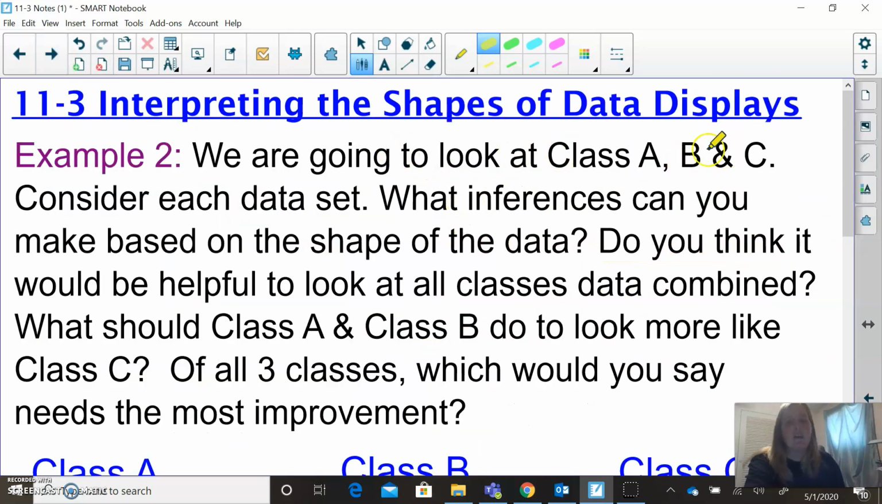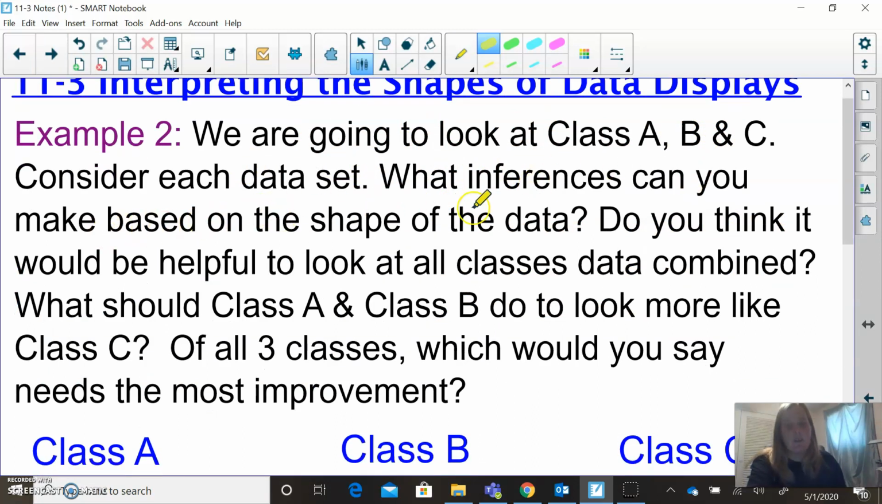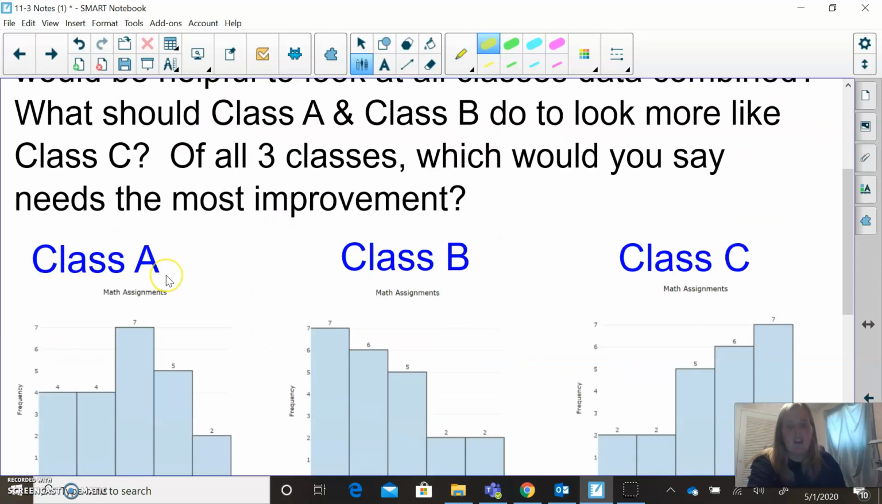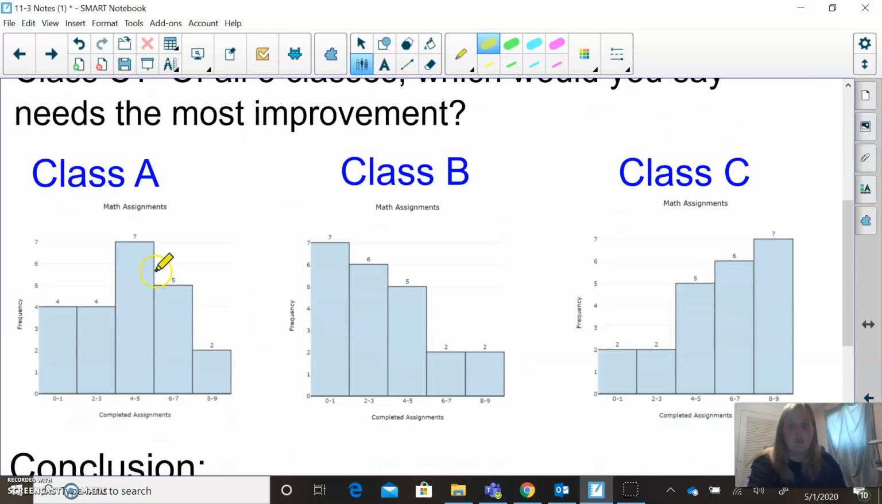We're going to look at class A, B, and C. Consider each data set. What inferences can you make based off the shape of the data? Do you think it would be helpful to look at all classes combined? What should class A and B do to look more like class C? Of all three classes, which would you say needs the most improvement?